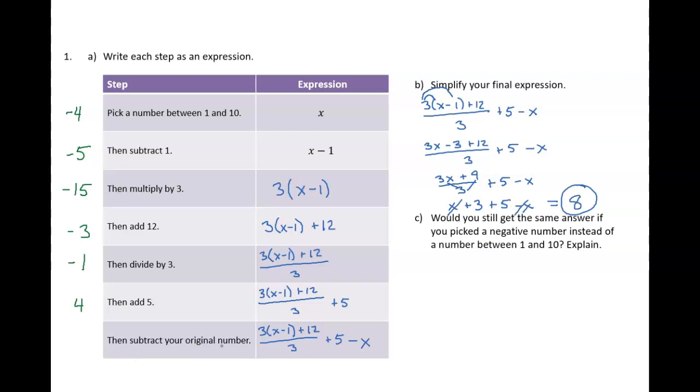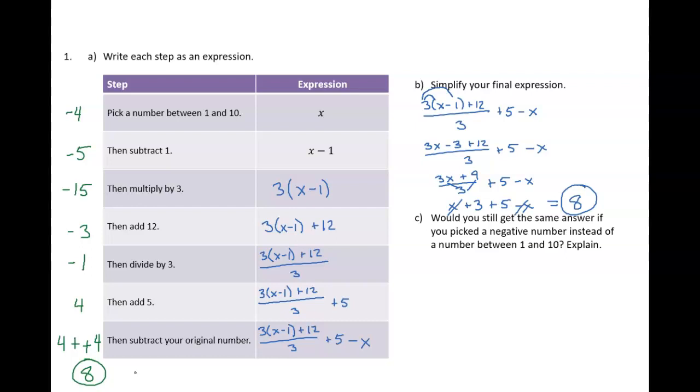And then subtract our original number. So we have 4 minus, our original number is negative 4, so 4 minus a negative 4. Subtract a negative is add a positive. We get 4 plus 4 is 8. We got the same answer. It still worked when we tried a negative number.